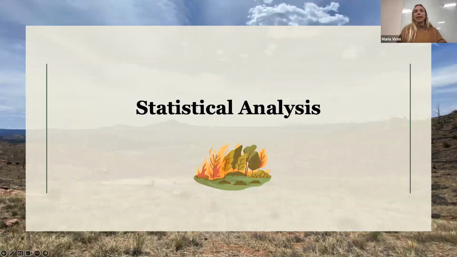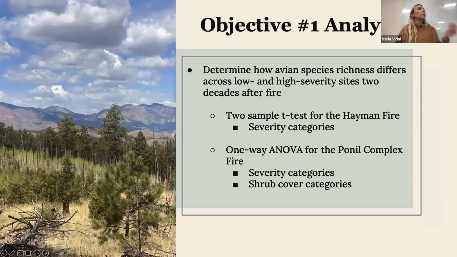Moving into the statistical analysis, I'll go by these based on each objective. So for objective 1, which I put here again just as a reminder, to determine how avian species richness differs across low and high severity sites 2 decades after fire, I first conducted a 2-sample t-test for the Hayman fire based on low and high severity categories, and then ran a 1-way ANOVA for the Poniel complex fire based on low severity edge, low severity interior, high severity edge, and high severity interior categories, along with low, moderate, and high shrub cover categories.